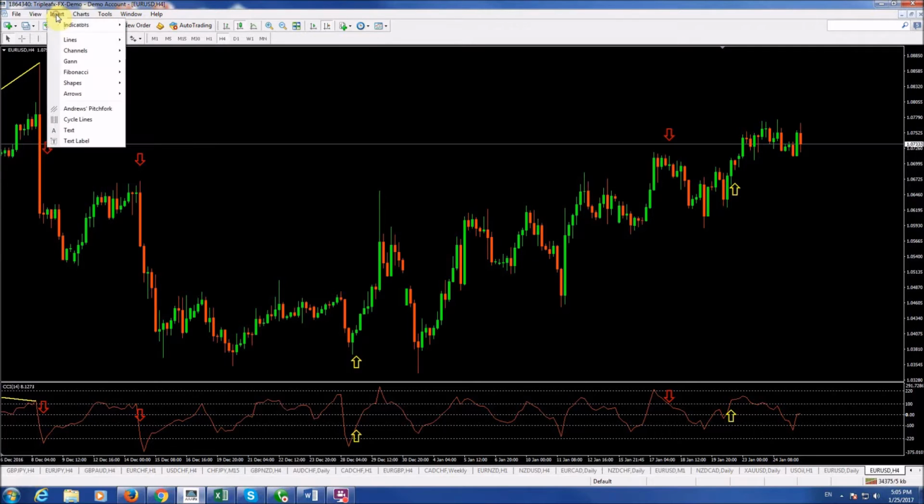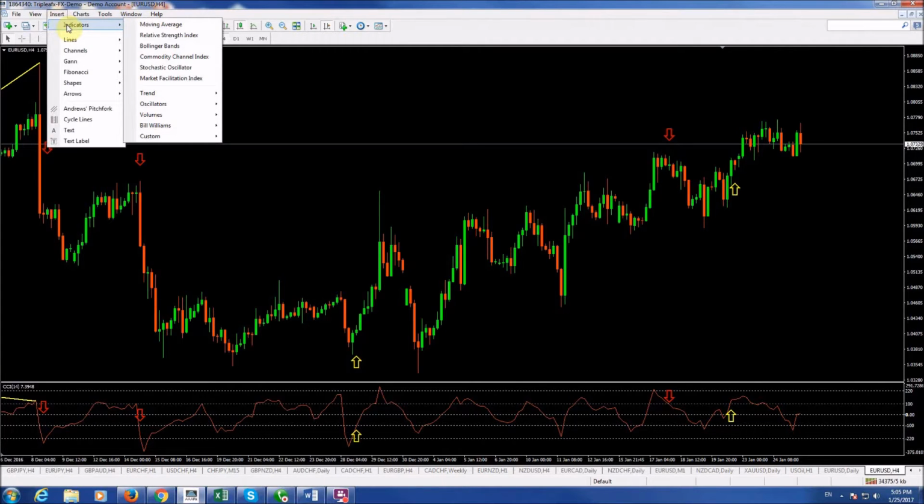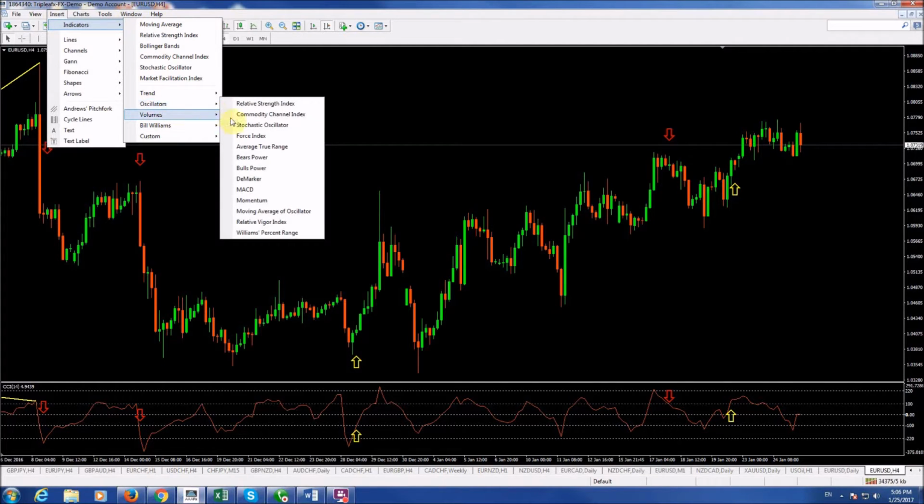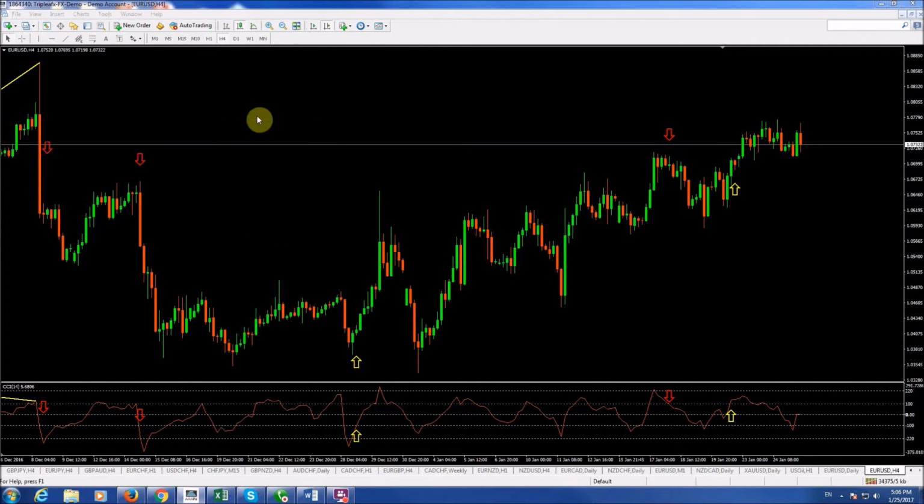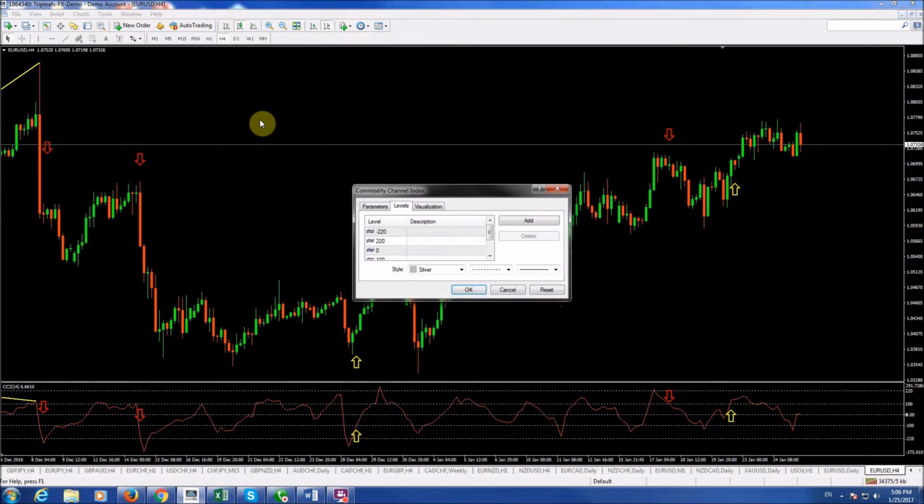We click on the insert option on our MetaTrader 4. We click on indicators, go to oscillators, and we find the Commodity Channel Index. Now this window has some parameters and levels we can set up. On the parameters window, we do not change anything. We just keep it as it is.